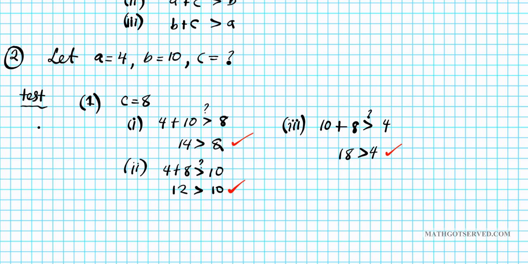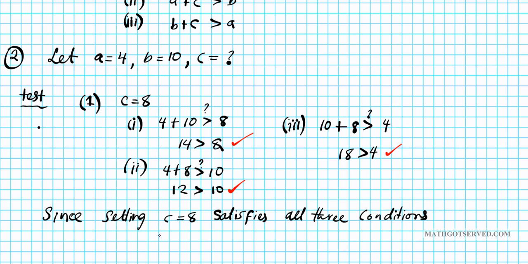Okay, so what does that tell us? It tells us that C is equal to 8. That is the third side that will enable us to create a triangle. Okay, so let's write down a quick remark. Since setting C equals 8 satisfies all three conditions of the triangle inequality theorem, what does that tell us? Option 1, C equals 8, is the answer. Okay, so that's that.